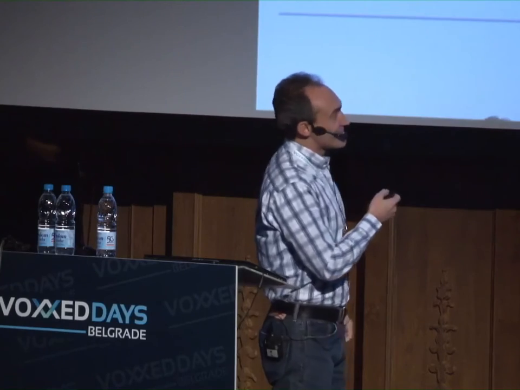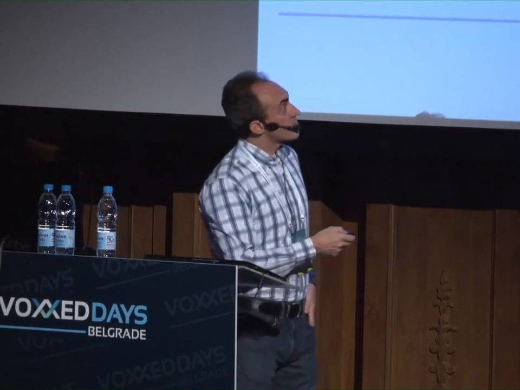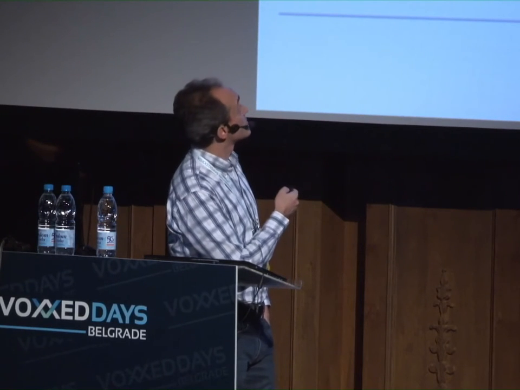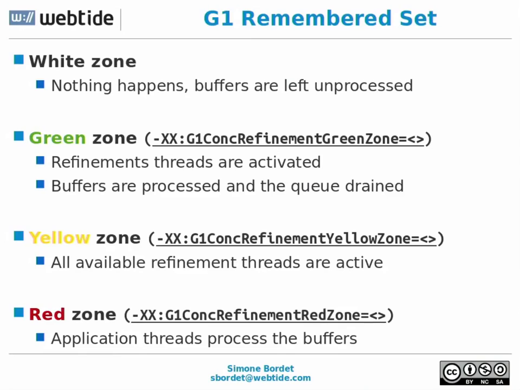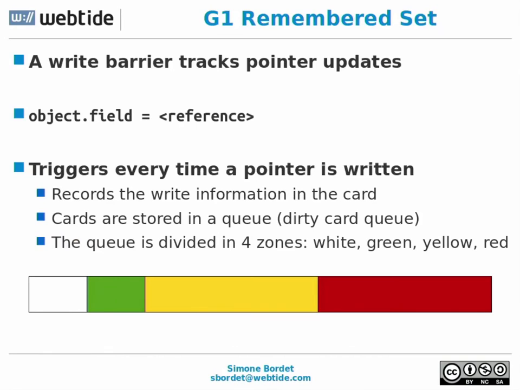However, updating the card table directly or updating the remember set directly would be too much work. So again, another layer of indirection: there is a queue where all these changes are recorded and queued. And then there are threads that G1 starts, and these threads are called the refinement threads. The queue where all the modifications are put is called the dirty card queue, and it is divided in four zones. So the white zone basically says, every time there is a pointer update, I need to record this information, so let me put it in the queue, but I'm still in the white area. So I'm filling up the white area, I do nothing, no problem.